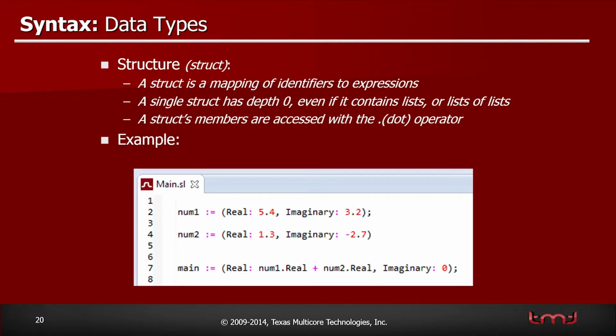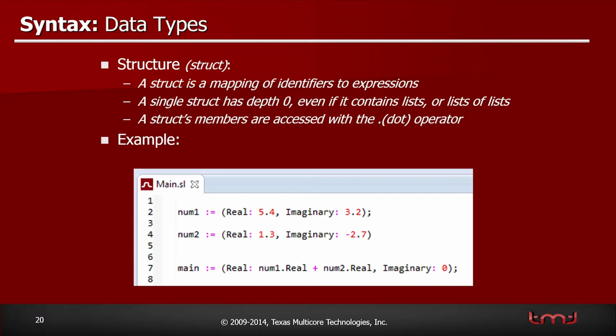SequenceL also supports structs, which are considered scalars and are of depth 0. These structs are similar to the structs present in C++. They allow developers to logically group related data into a single data structure. Members of structs are accessed using the dot operator. Here we see some examples of using structs.